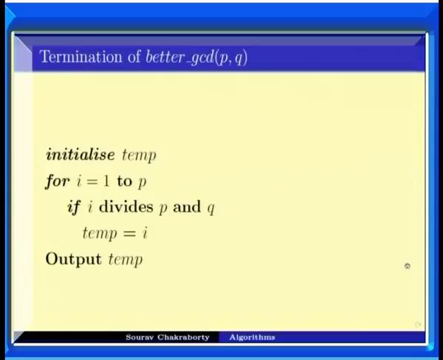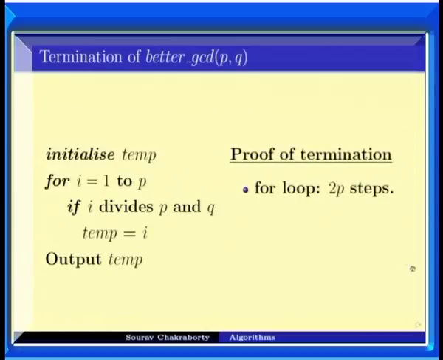The first thing is to prove that the algorithm terminates. And again, it is not very hard to see that the algorithm terminates. First of all, the for loop takes exactly p rounds, and in each round there are only 2 steps that it does. So, the for loop does 2p steps, and thus the algorithm overall, with the initialize and the output, ends up taking 2p plus 2 steps.